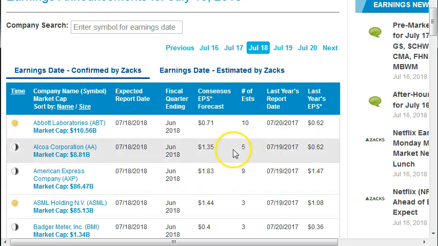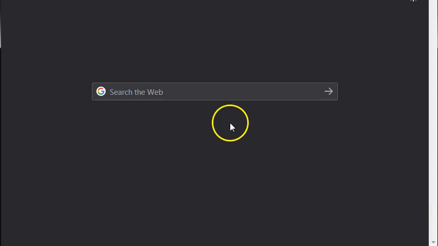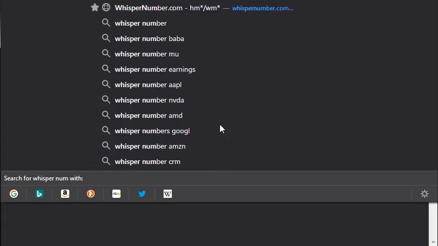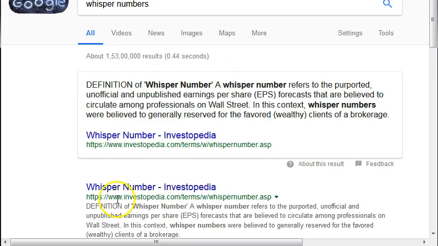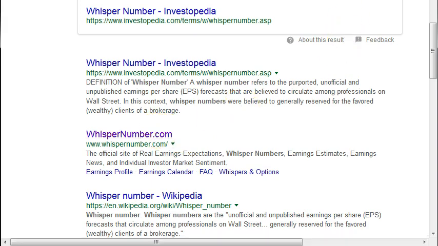There are 5 Wall Street analysts, and this is the consensus average forecast. There is another website called Whisper Number. We call them Whisper Numbers. Whisper Number means it's not as official as this Wall Street analyst forecast, but okay, so you can see the Whisper Number website. What is the Whisper Number for Alcoa?